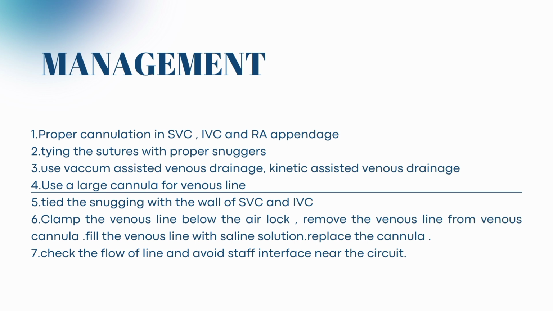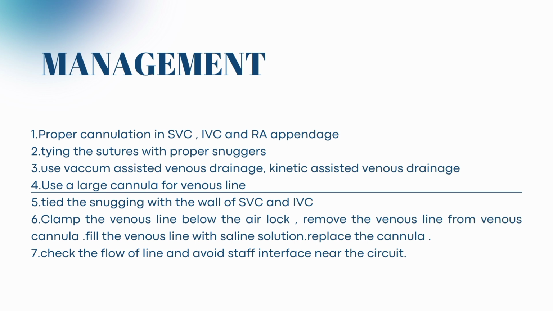So we're going to see our management. A proper cannulation in the SVC, IVC, and RA appendage. Tie the sutures with proper snugging. Use vacuum assisted venous drainage, kinetic assisted venous drainage. Use a large size cannula for the venous line. So in the CPB we can see large size tubing only in the venous lines. It's according to the procedure we are going to do.